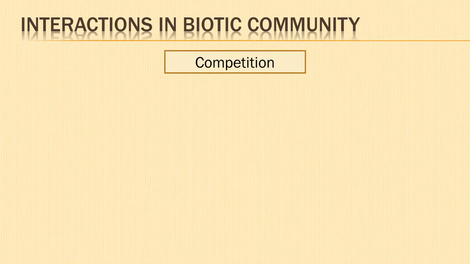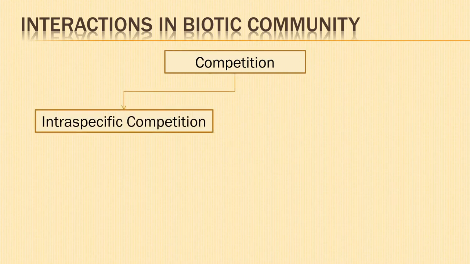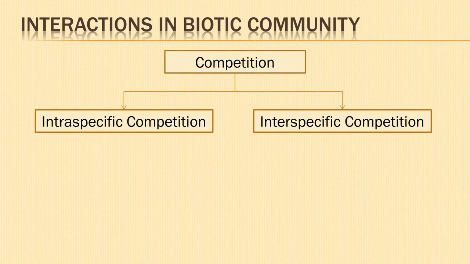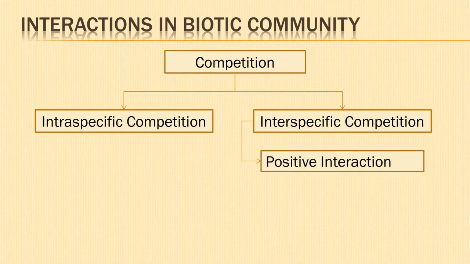Let us look into the interactions in biotic community. Competition between members of the same species is called intraspecific competition. When individuals of different species compete for the same resources in an ecosystem, then it is called interspecific competition. It can be divided into three basic types.